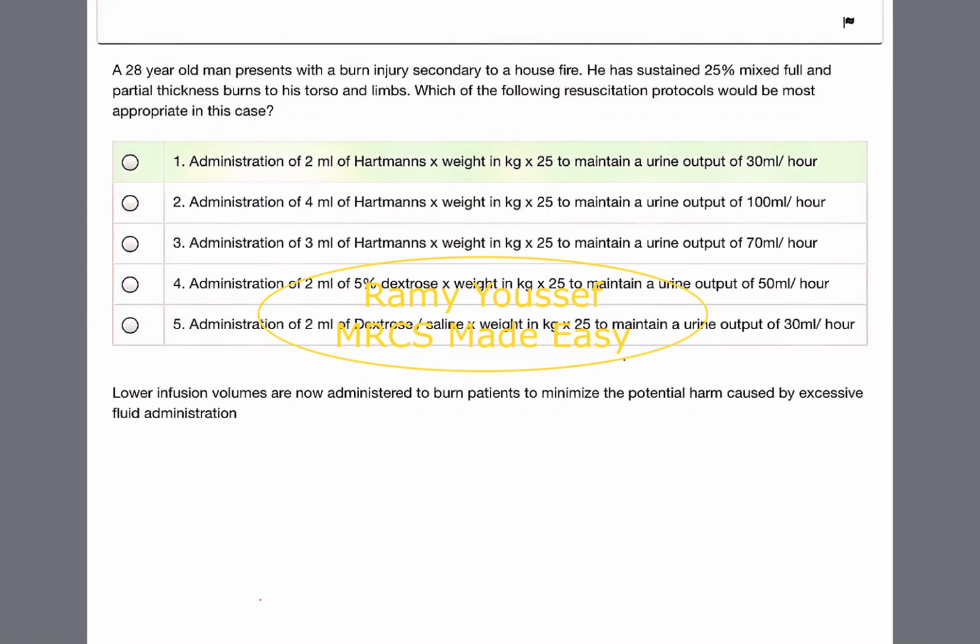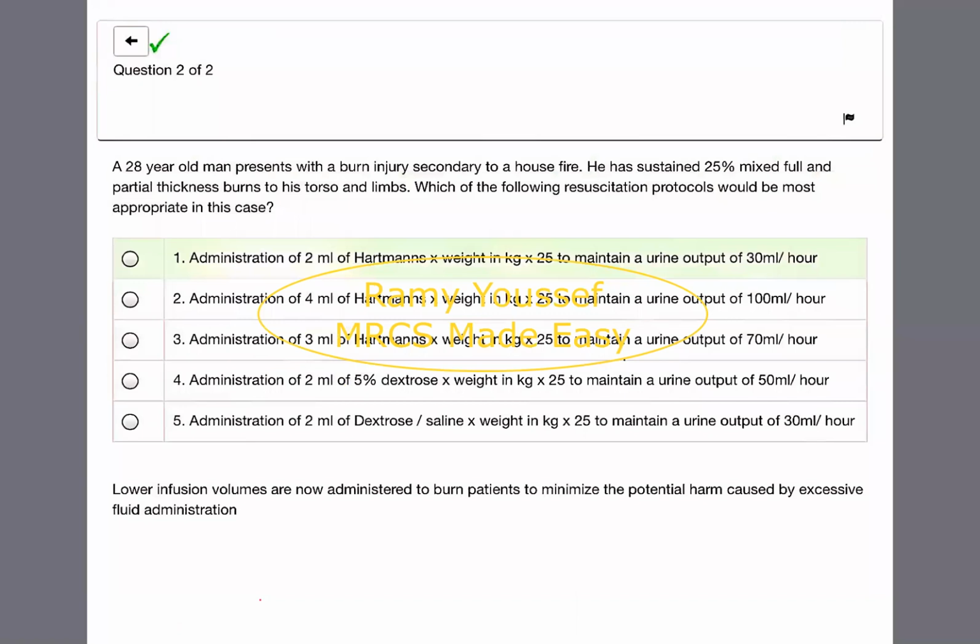In one protocol he said to try to give 2 ml, not 4 ml, so as not to overload the patient. For adults, they say from 2 to 4, Dr. Mumtaz, the adult equation. I think we finished. This is the last question.